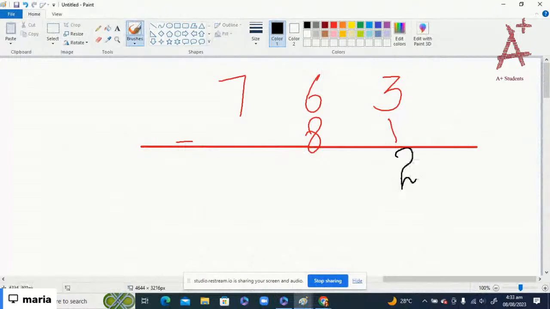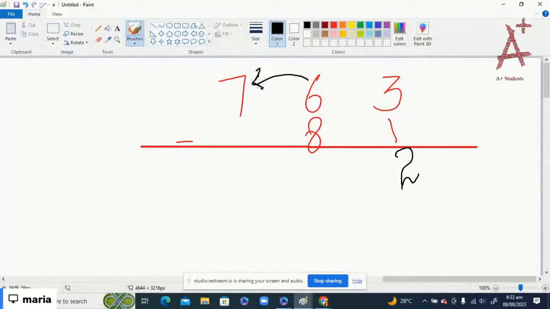Now here is 6 and here is 8. Is it possible to subtract 6 out of 8? No. Why? Because 6 is a small number in counting and 8 is a large number in counting. So it's impossible to subtract 6 from 8. So what we do, we borrow from 7.